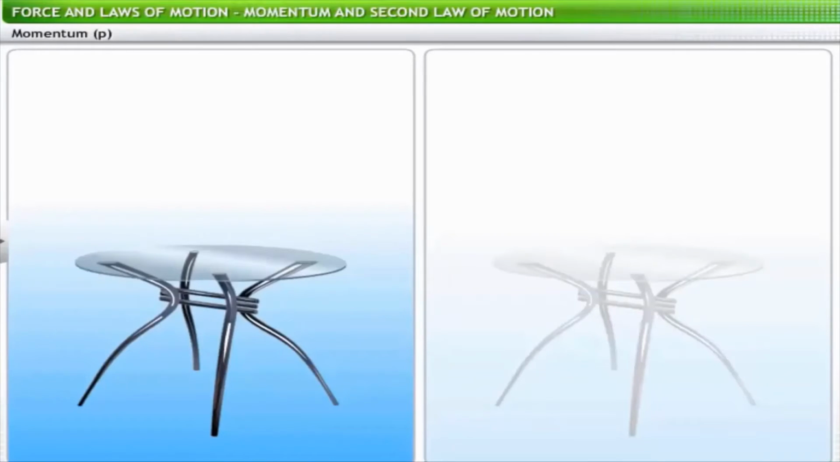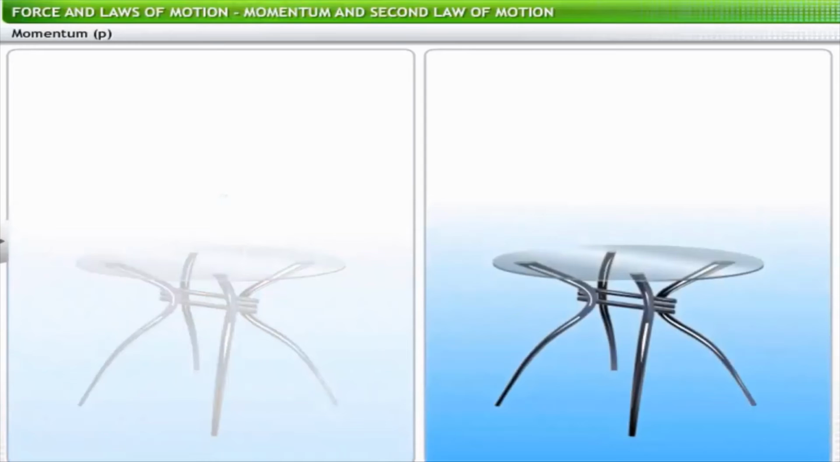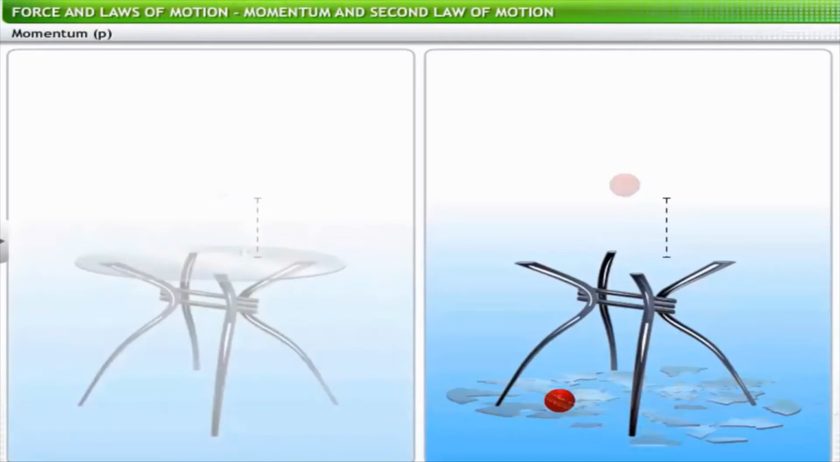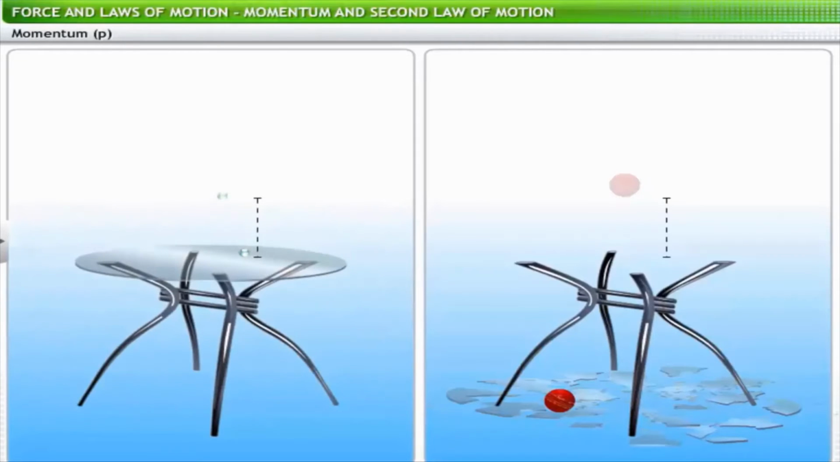To analyze the concept of momentum, let's compare the impact of moving objects in different situations. Observe the marble dropped onto the thin glass pane below. The glass pane is intact. But what happens if we drop a cricket ball onto this glass from the same height? Ouch! The glass pane shattered. Why did the glass pane shatter this time? What was different in the two situations?